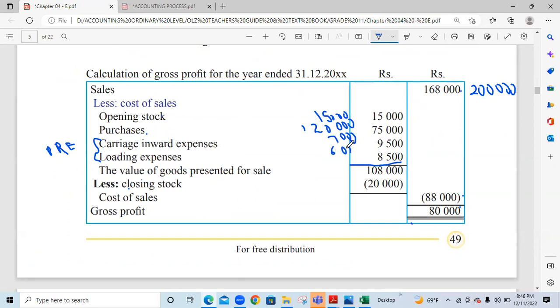So what's the total goods presented for sale? 148,000. Okay, what is the closing stock? 18,000. So what's the cost of sales? 130,000. Okay. So that is going to give you 70,000.